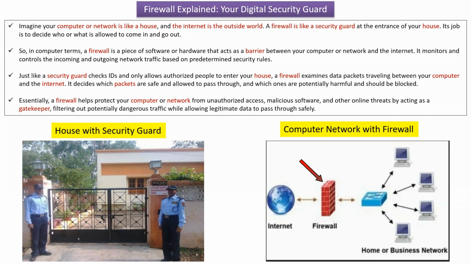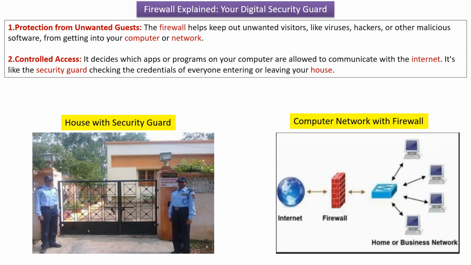And a firewall decides which packets are safe and allowed to pass through and which packets are potentially harmful and should be blocked. Essentially, a firewall helps to protect your computer or network from unauthorized access, malicious software, and other online threats by acting as a gatekeeper, filtering out potentially dangerous traffic while allowing legitimate data to pass through safely.